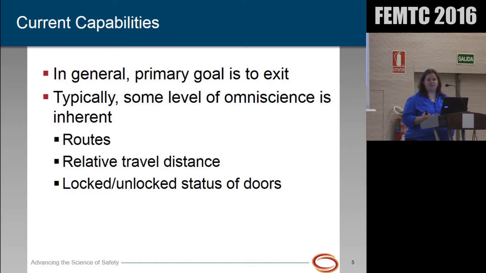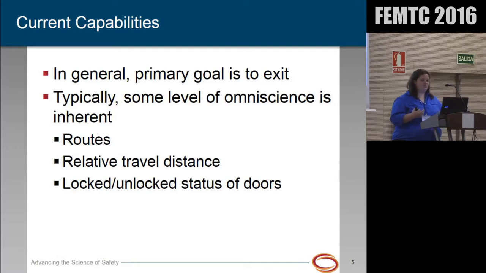Now we're starting to look at, well, what happens when you want to use the model differently? Maybe you don't want to exit. Maybe you want to enter. Maybe in the case of horizontal exiting, you want to exit but to a different compartment. So you don't really want to completely leave the building. You still want to keep track of people on the other side of that door.